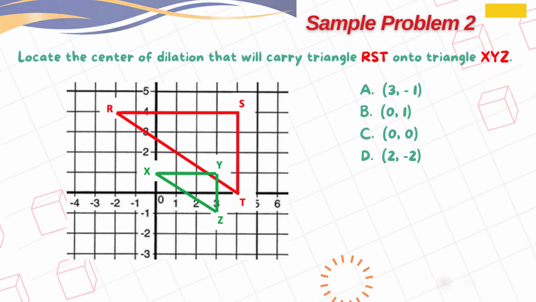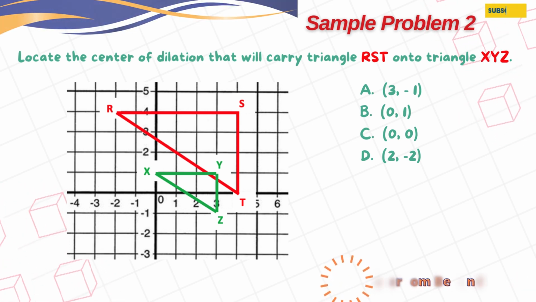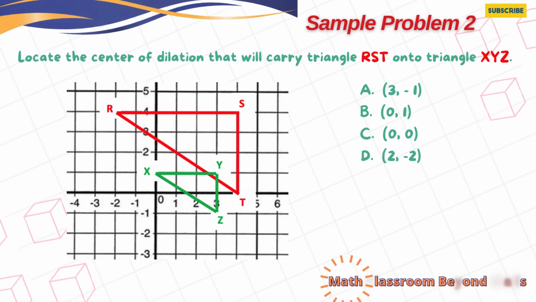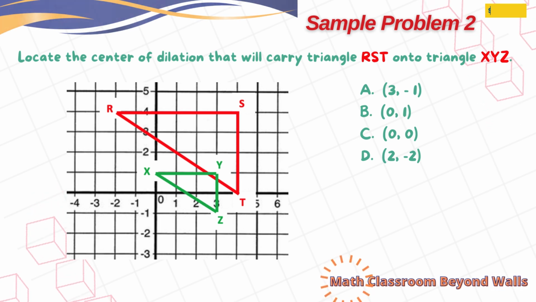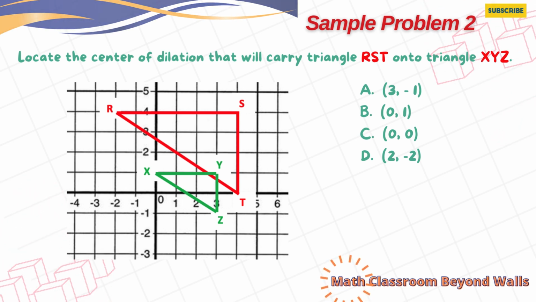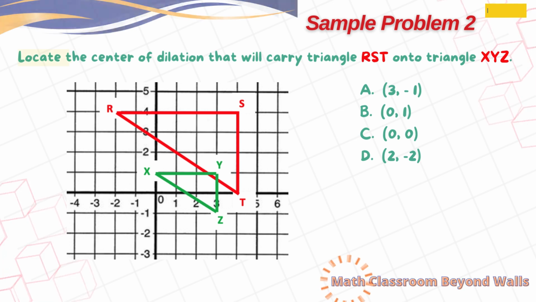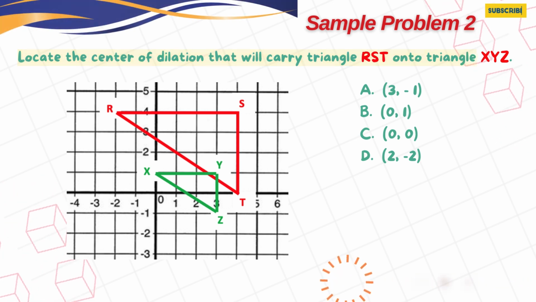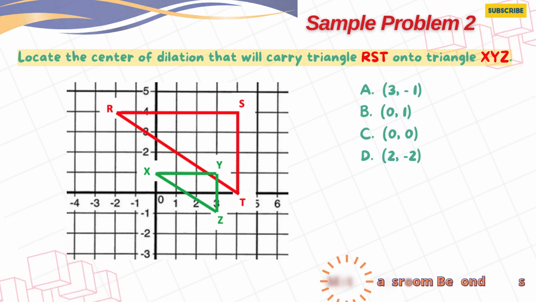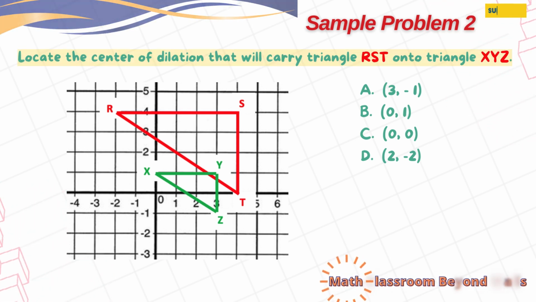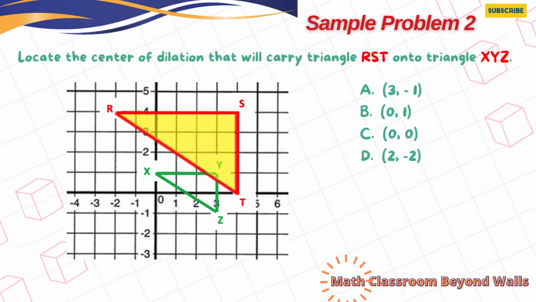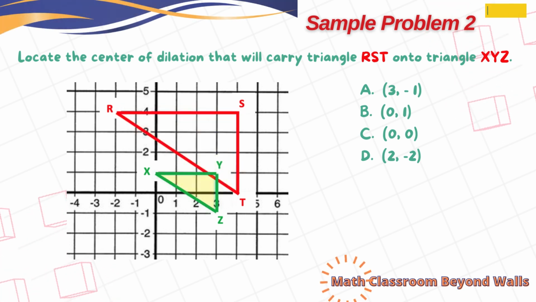As usual, we begin by reading the whole problem and may read it several times when needed to know what we're looking for, to determine what are given, and to figure out how the given information help find what we are looking for. Okay, what is asked in the problem, learners? You are correct. We are to locate the center of dilation that will carry triangle RST onto triangle XYZ. What are given? We're given a figure where triangle RST is dilated to form triangle XYZ.